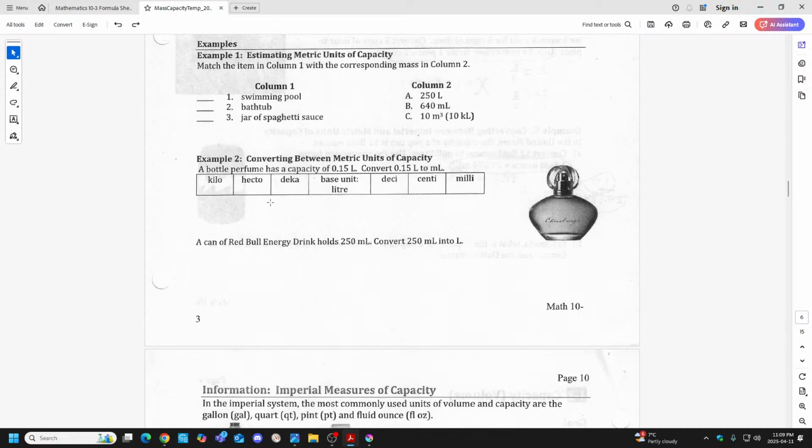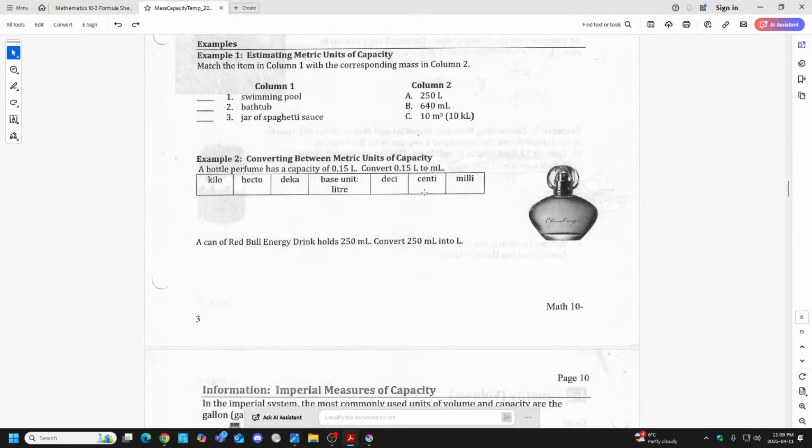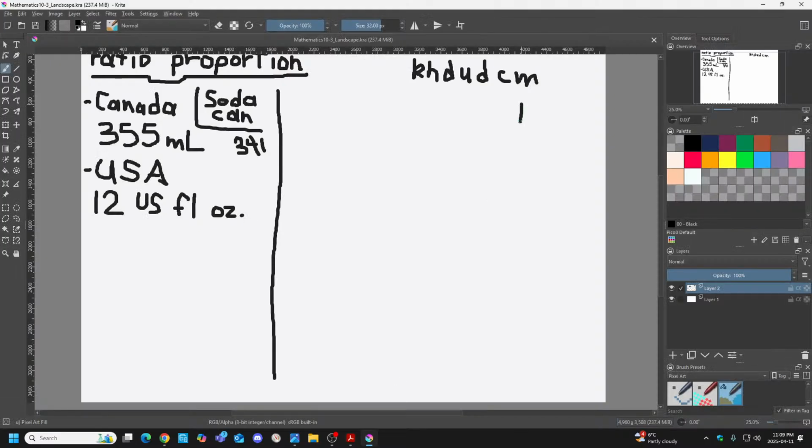Now we get a couple more practice ones here. We have a bottle of perfume that has a capacity of 0.15 of a liter. Convert 0.15 of a liter to milliliters. So if you do this here, we're going from liters to milliliters. The unit is liter, and we're going to milliliters.